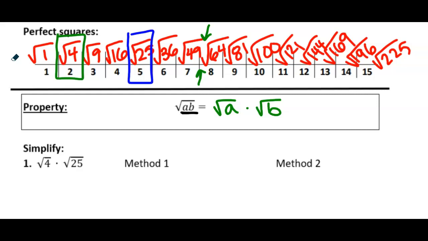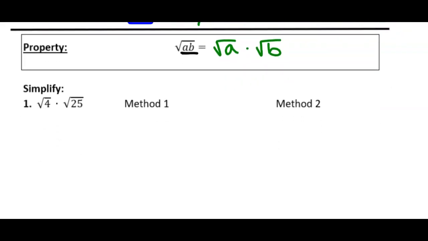And then we're going to talk about this property. This property says that if I have a times b multiplied underneath the radical symbol, I can rewrite it as the first number times the second number underneath square root symbols as well. And why is that important? Because we're going to learn 2 methods of how to simplify our radicals. That's why it's important.